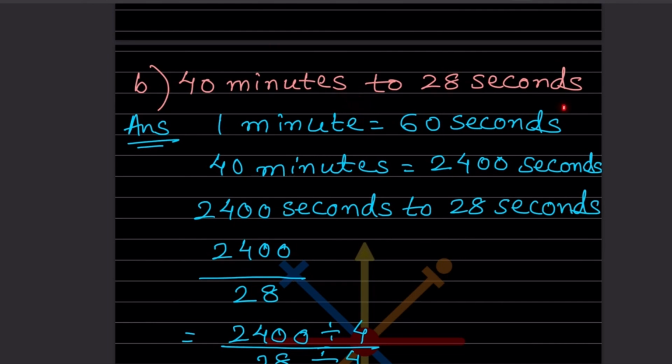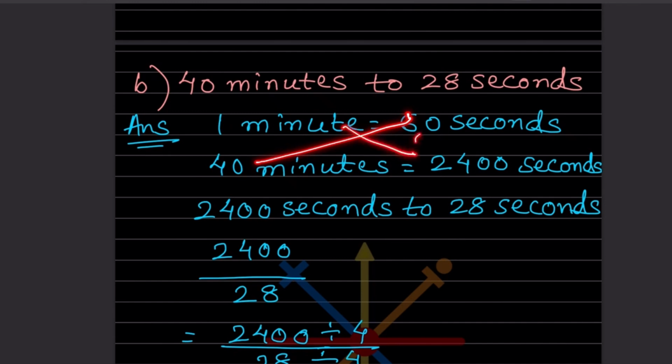1 minute is 60 seconds. So how many minutes do we have here? 40 minutes. So 40 minutes means what? See, 1 minute is 60 seconds. Below this minutes, we are going to write minutes. As I told you in my previous video, we can cross multiply in such a case.